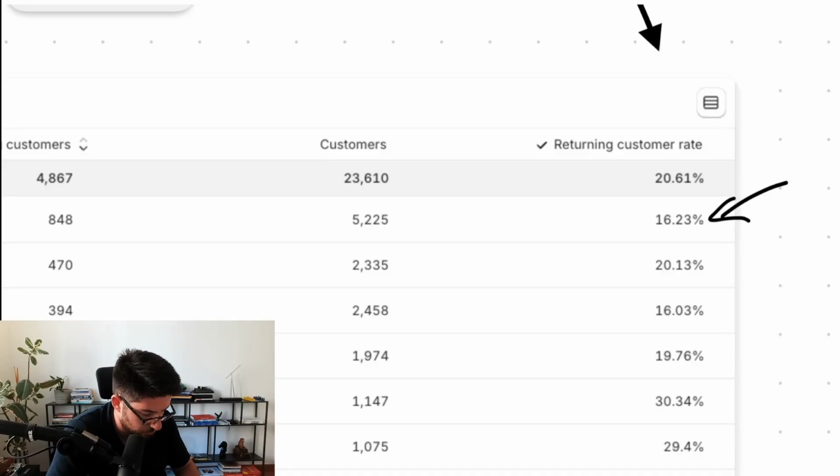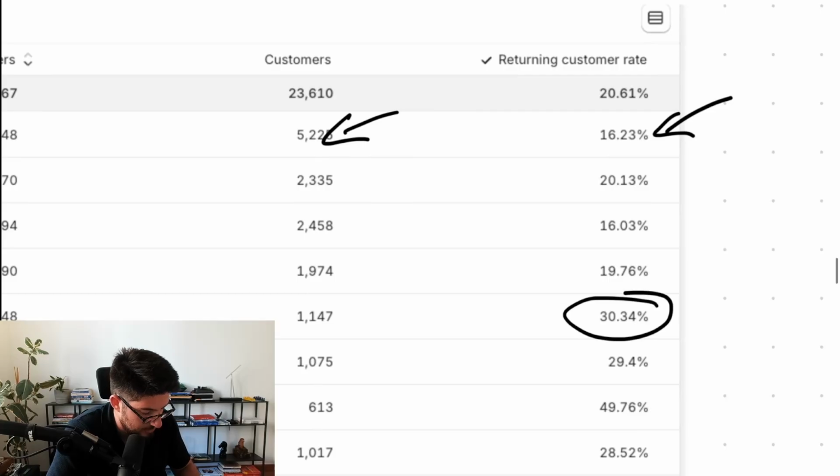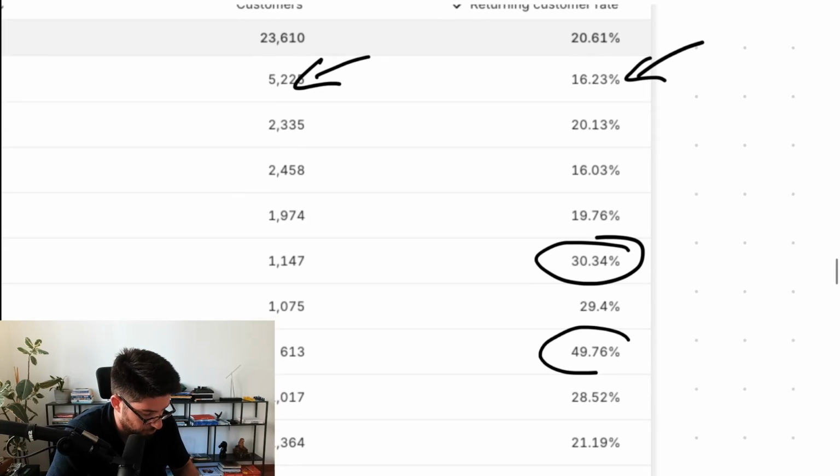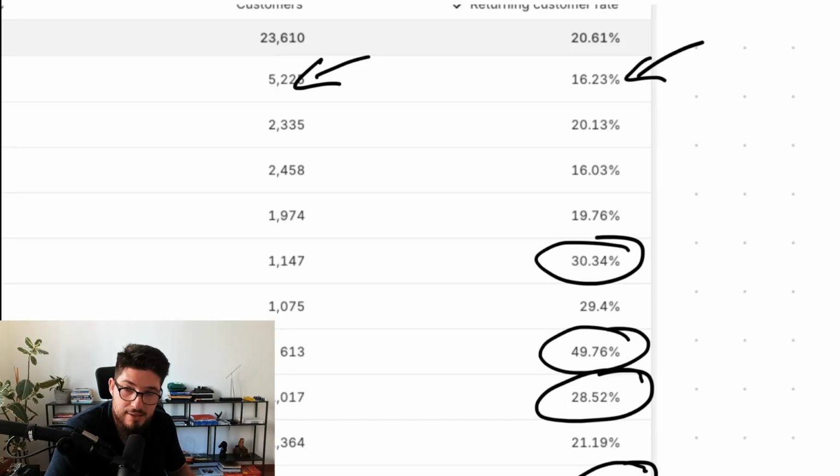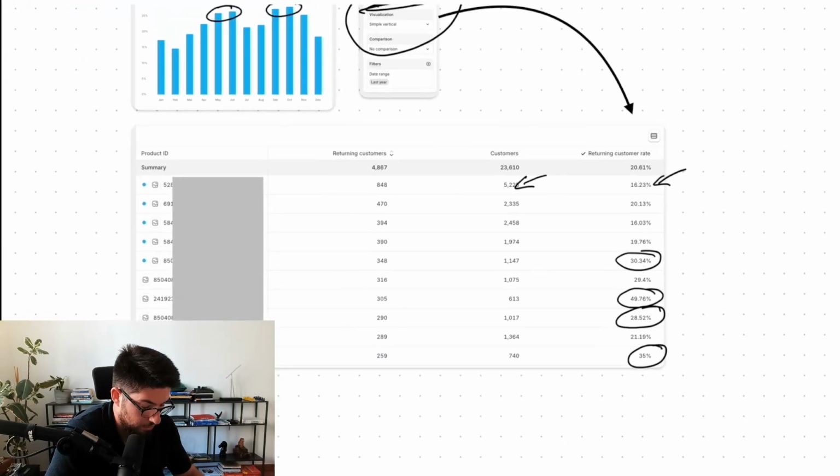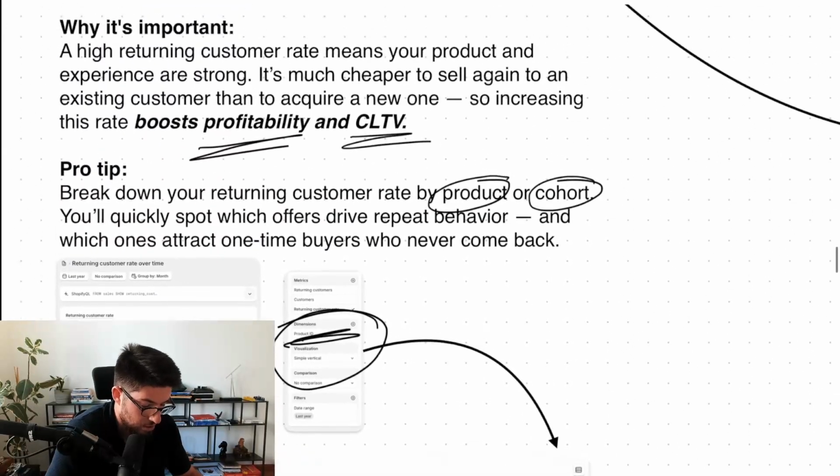Because let's say we did a lot of new acquisition. And then I spot some opportunities at 30%, 49. I'm like, oh, what is this? 28, 35. So that's worth analysis. I have to study those products. What are we doing through email? Are we doing a lot of retargeting that we have this crazy returning customer rate? I don't know. So this is an analysis worth doing for every single ecom brand just to see what are the products producing most repeat customers.